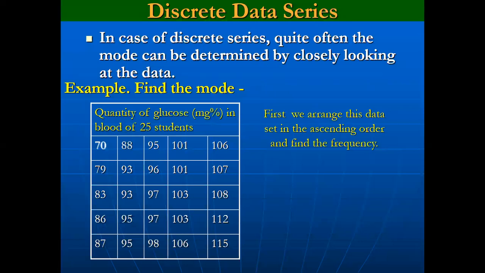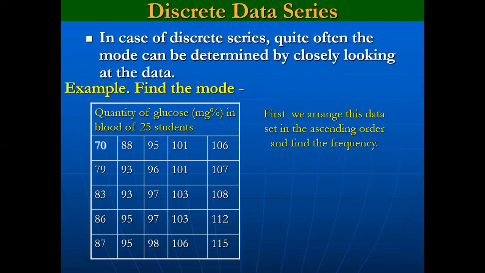So in case of discrete series, as you know, the discrete series is a type of problem where you have two columns, x and f. x represents the value, f represents the repetition or the frequency. In case of discrete series, quite often the mode can be determined by closely looking at the data.